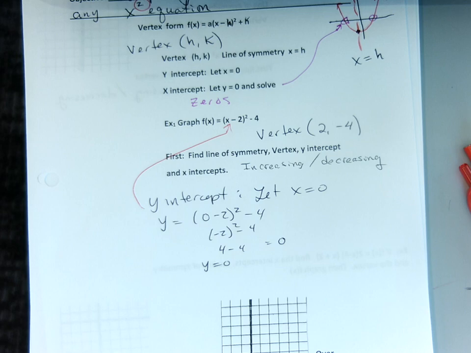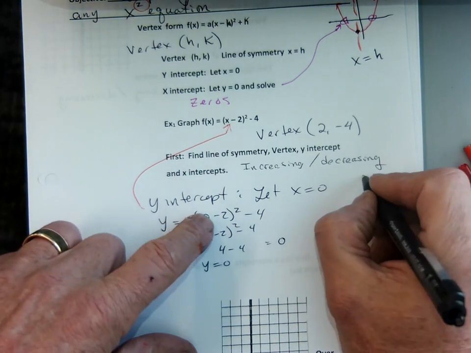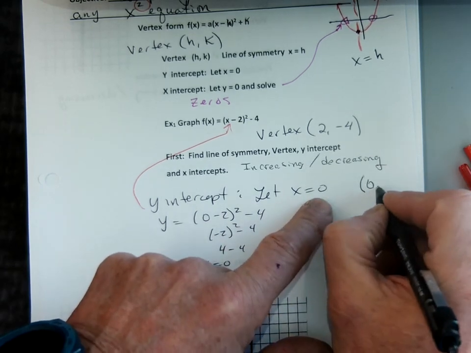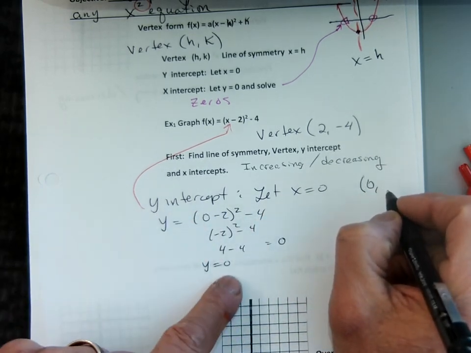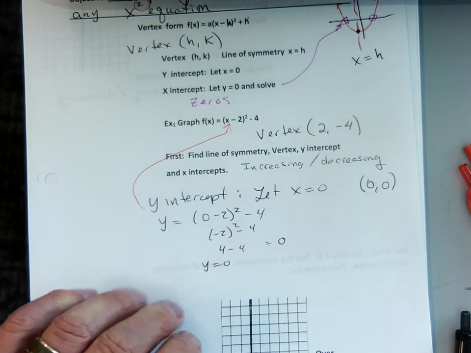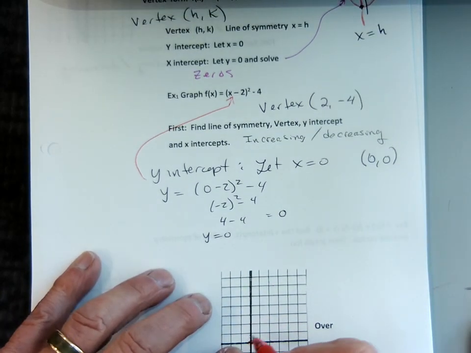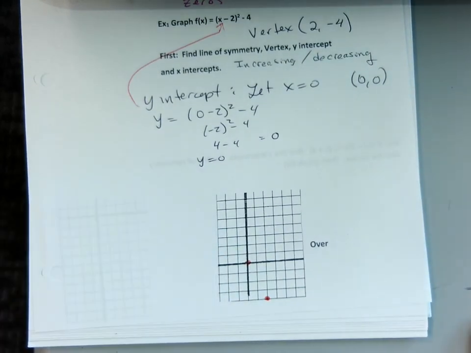Okay. Now, so this is a point. You guys agree? The y-intercept is a point, and it's a point at 0, comma, 0. Okay, in this case, it just happens to be right here. Not always there, but in this example, it's got to be right there.